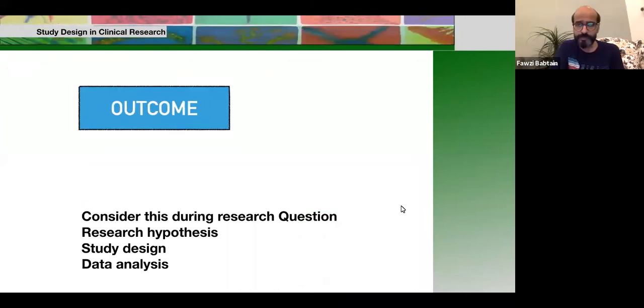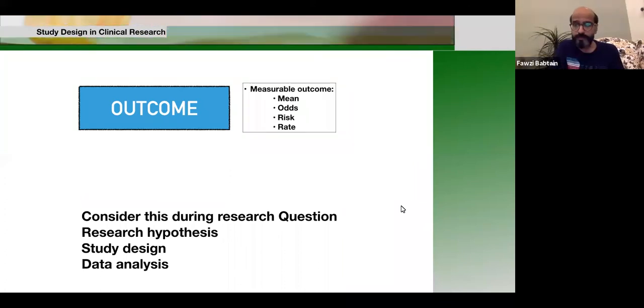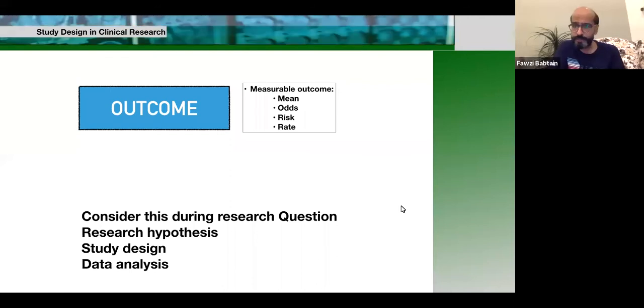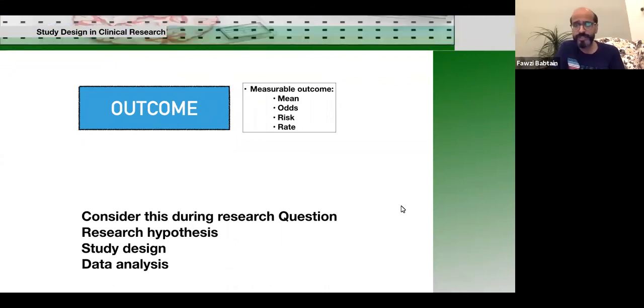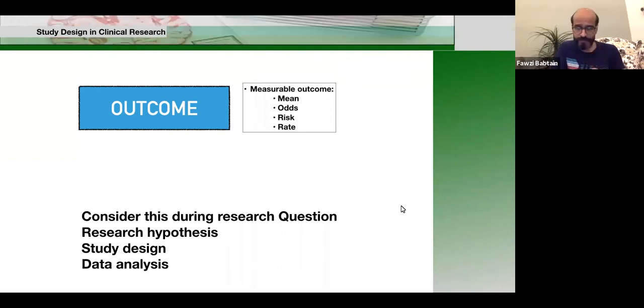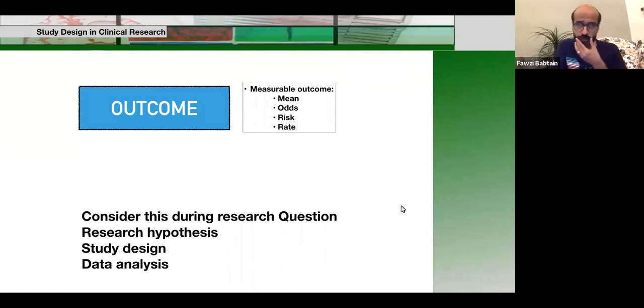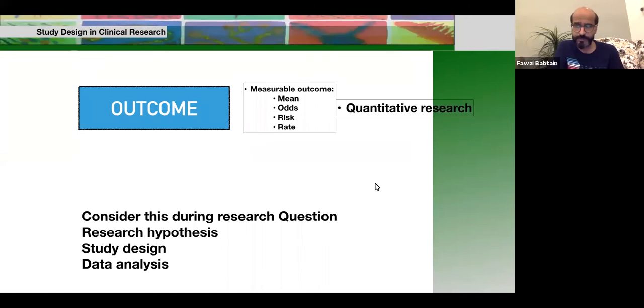When it comes to outcome, make sure you know it is a measurable outcome. You are measuring mean or median. You are estimating or measuring odds ratio, or you are measuring risk, or you are measuring a rate. Again, this applies very well to quantitative research.